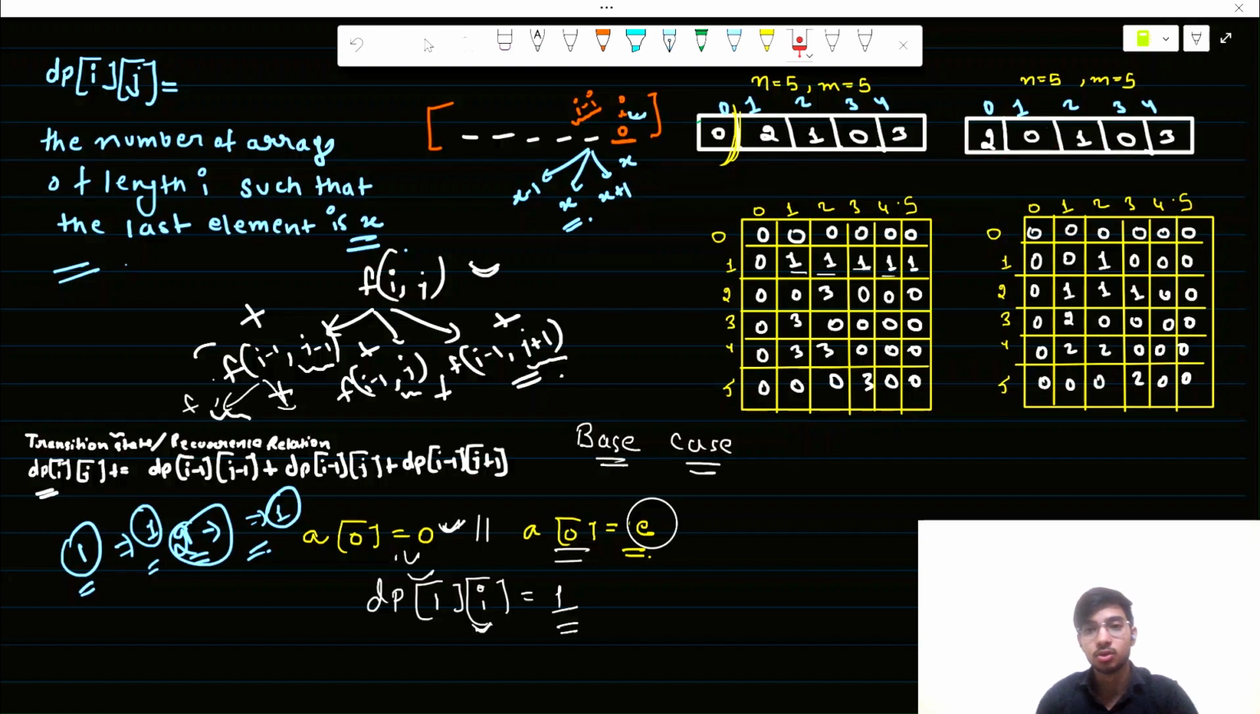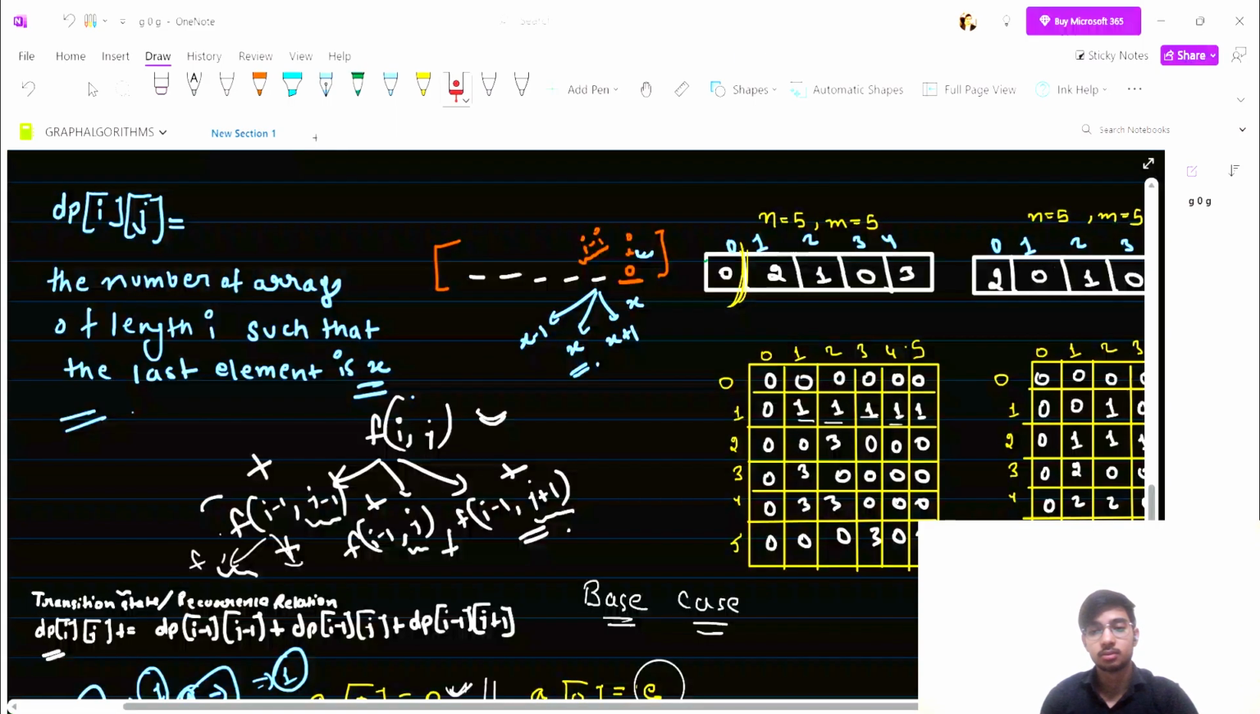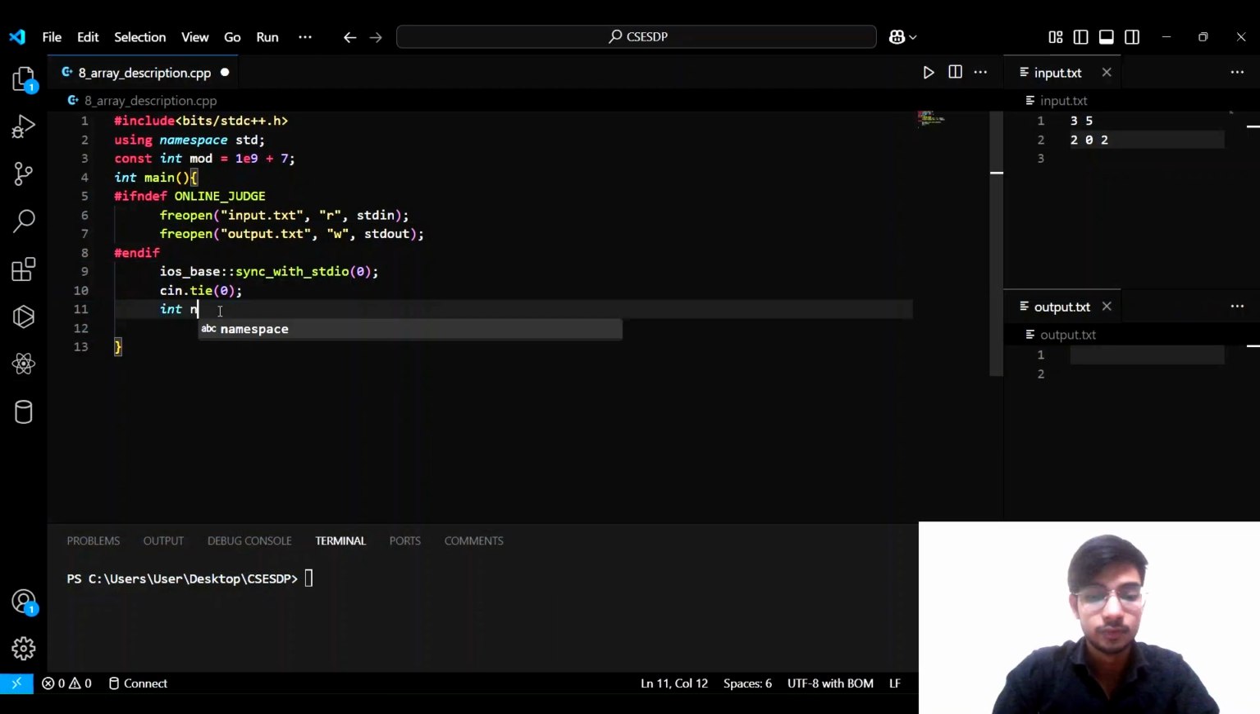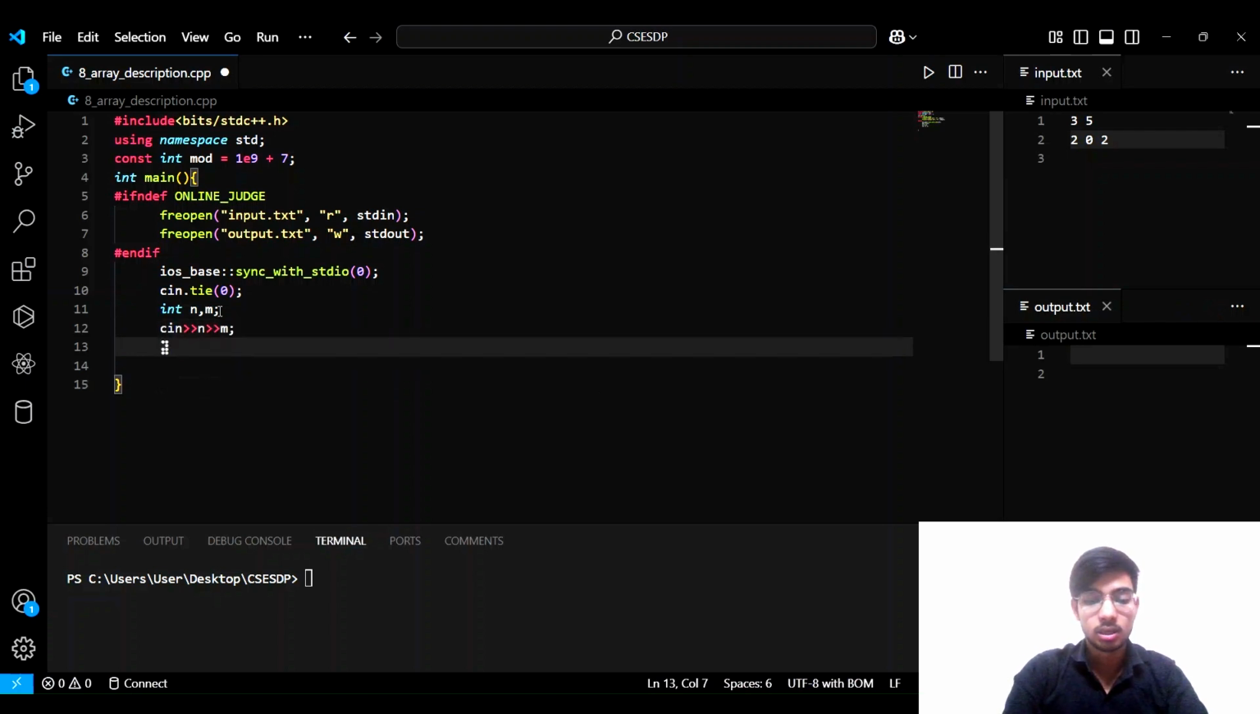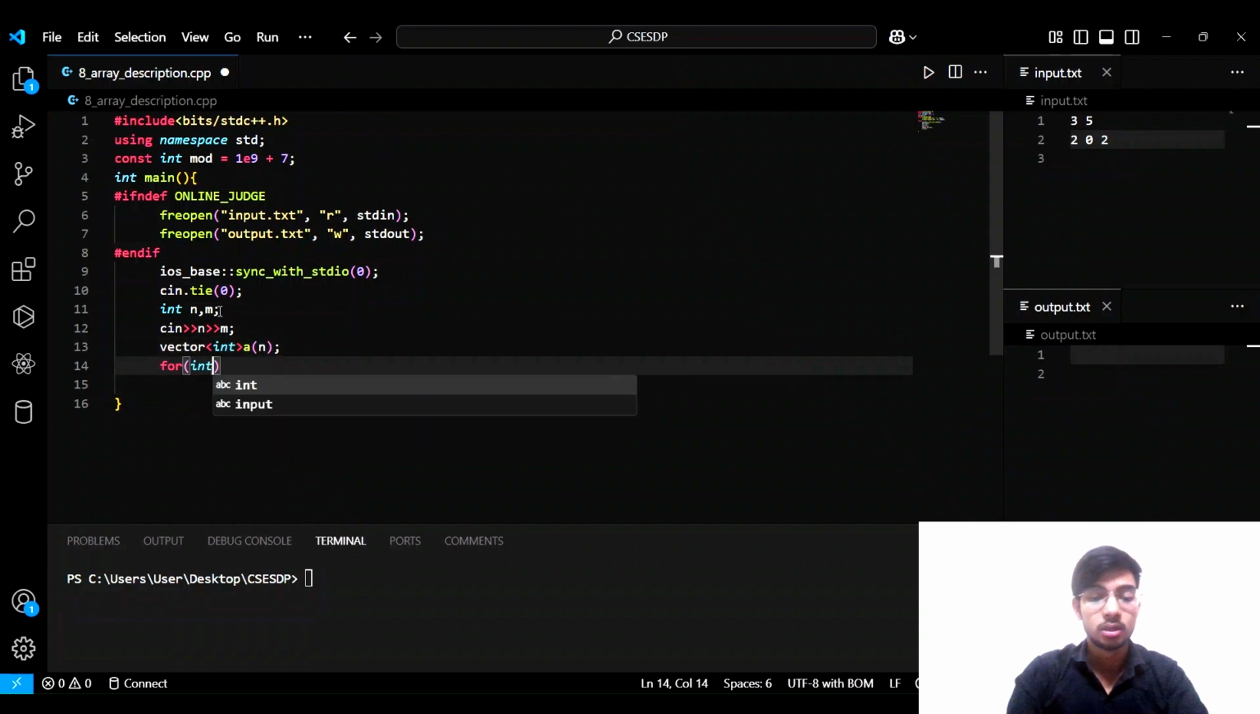Okay, so now let's try to code it. We have n number of elements and the value can be from 1 to m. So take the input n, m, define the vector array of size n, and take the input.